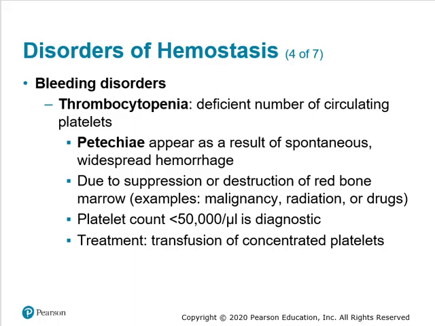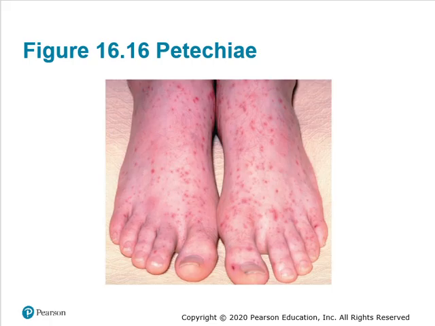And of course, they'd also be looking for petechiae. And the treatment would be a transfusion of concentrated platelets. So here are petechiae in the extremities. Each one of these little dots is going to be hemorrhaging into tissue from the blood.